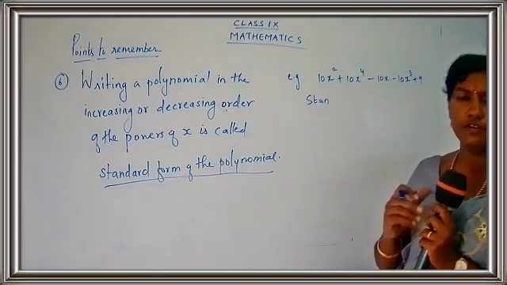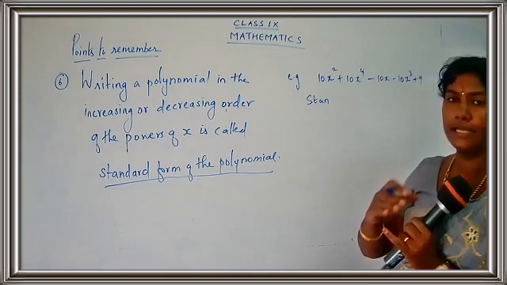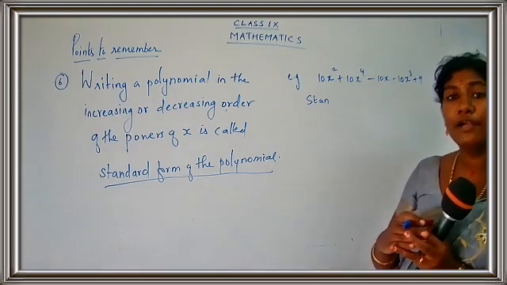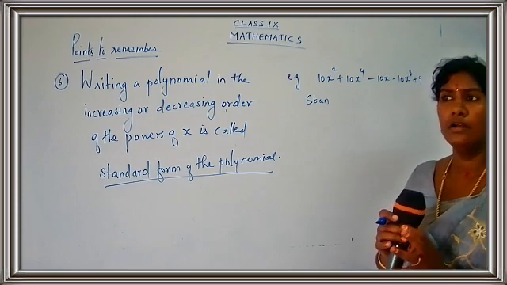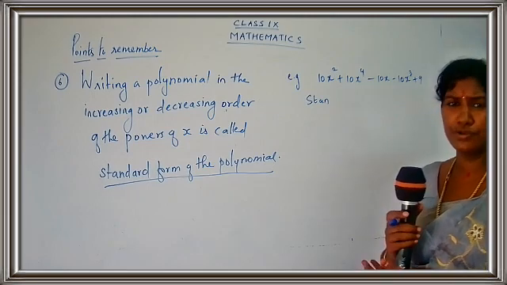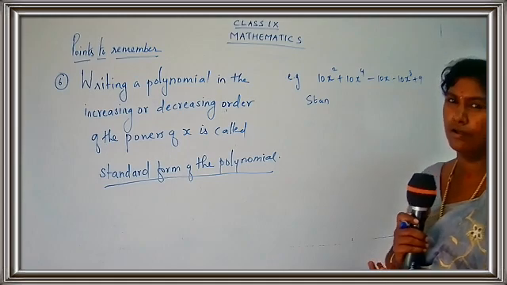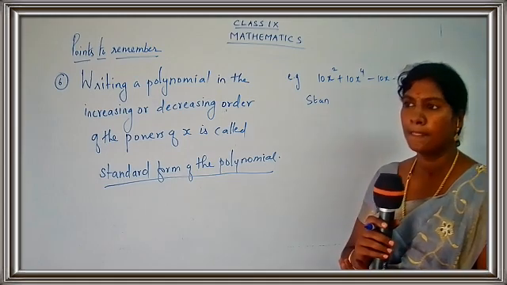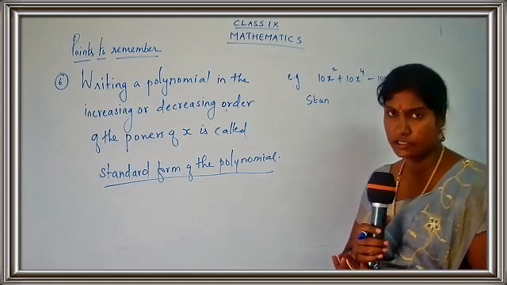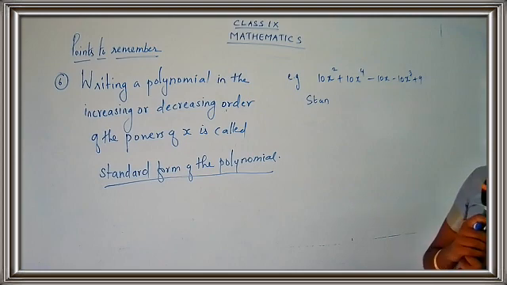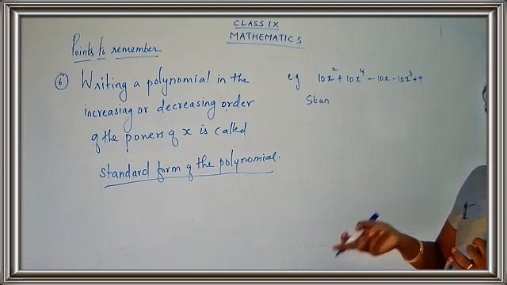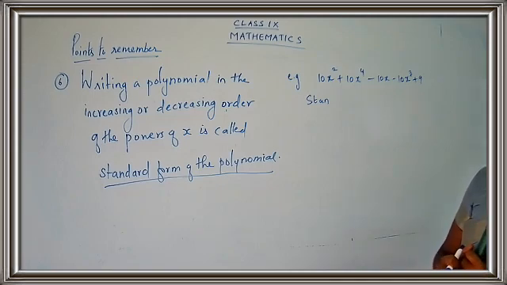So we have two ways of writing the standard form. You can write it in the increasing order or you can write it in the decreasing order. You can use any one of the methods. It's your choice. Okay, children, mostly we go for the increasing order. In some cases we may use decreasing order also. But here we are going to write both the increasing order and also the decreasing order.